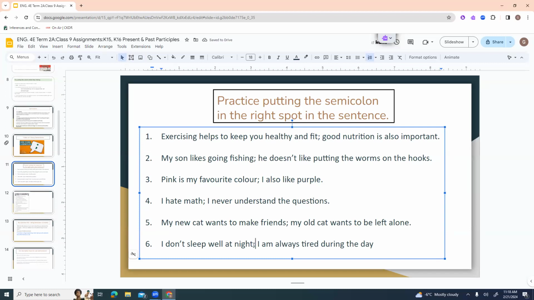Remember that with a semicolon, both sides should be a complete sentence. I'm trying to think of a way to put this, but if you had just a partial of a sentence, like just "during the day," I couldn't put a semicolon there because "during the day" could not stand on its own as a complete sentence.